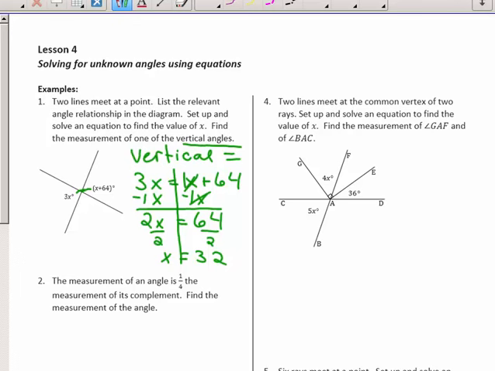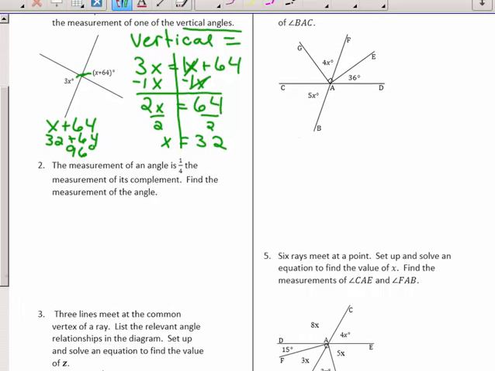Okay, so we found x, but it also asked us to find the measure of one of the angles. And it doesn't matter if you do the 3x or the x plus 64 because they're both equal to each other. So I'm going to do x plus 64. So 32 plus 64 gives us 96 degrees. All right, so just more of the same, hopefully.